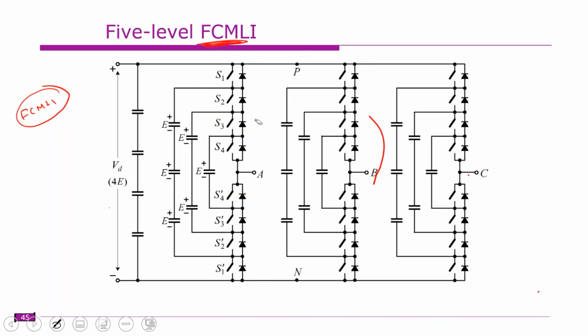So come to its operation. When S1, S2, S3, S4 are on, what is the voltage across these two points? 4E, right? Okay. So if one of the switches is off, what is the voltage across S2, S3 and S4? 3E.